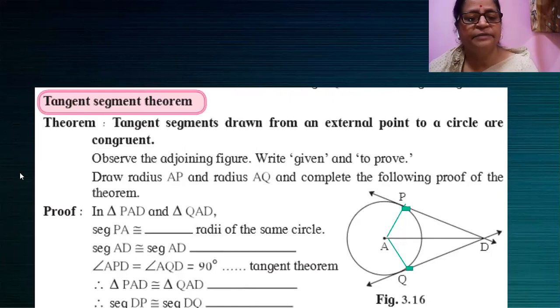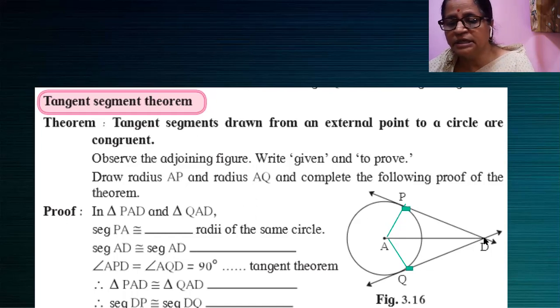Here, the tangent segment theorem. The statement is that tangent segments drawn from an exterior point of a circle are congruent. Means these two tangents drawn from the exterior point D are congruent. We have to prove that.